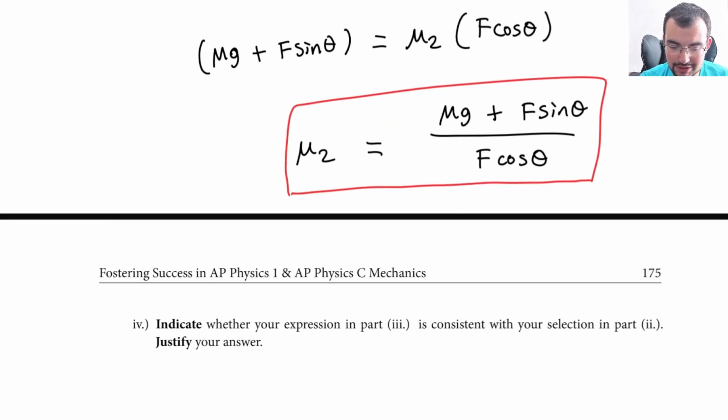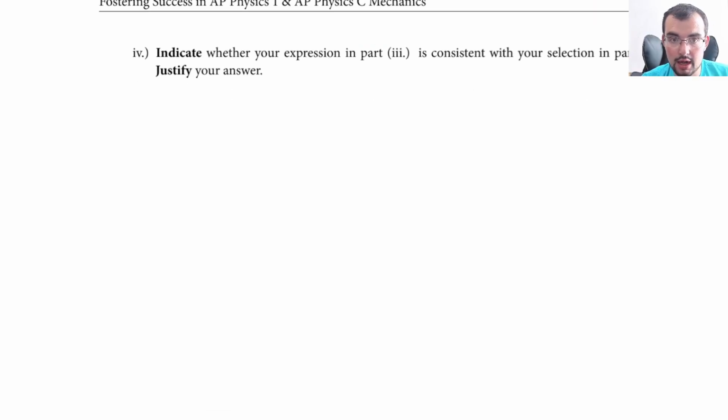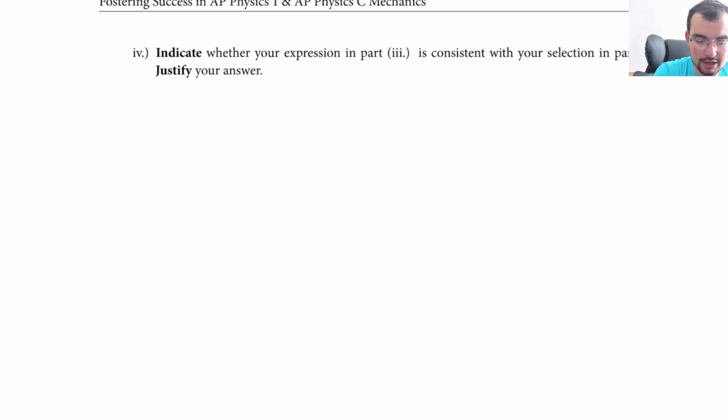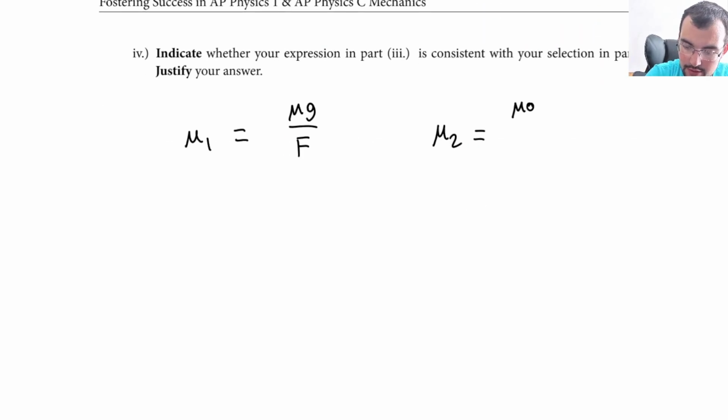Indicate whether your expression is consistent with your selection. Oh yeah, this is a challenging one. So we're basically saying, does this really mean that mu2 is bigger? So our expression mu1 was just very simple, mg over F. Mu2 was mg plus F sine theta divided by F cosine theta. So is this consistent? The answer better be yes. So what do we notice?